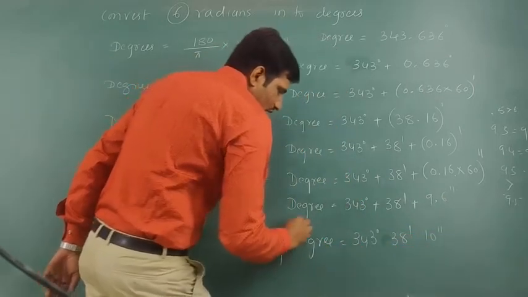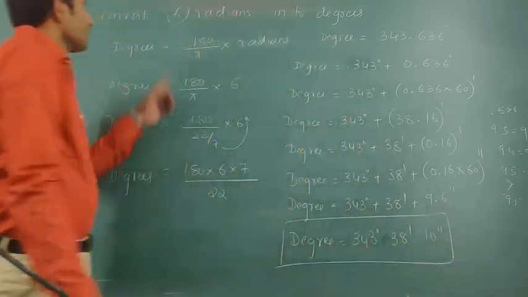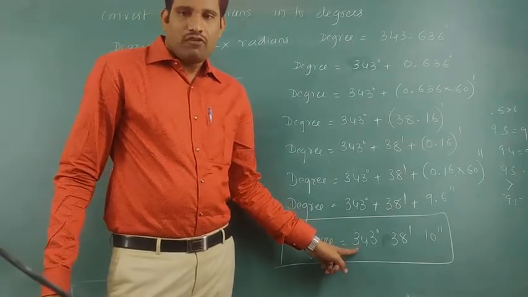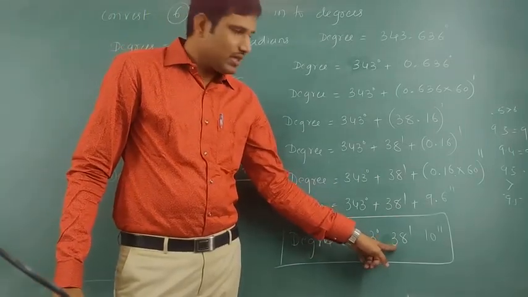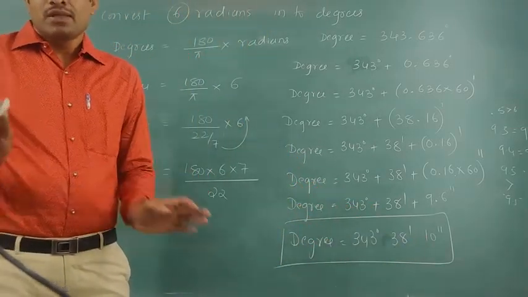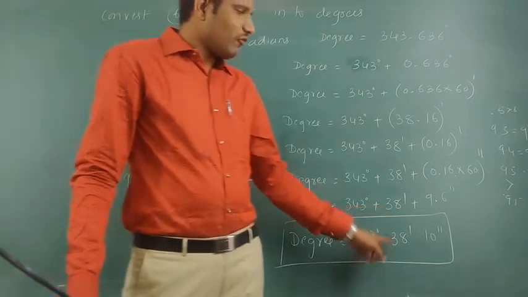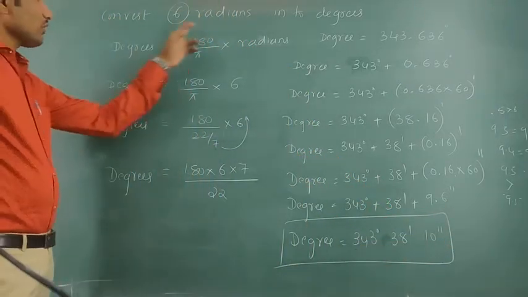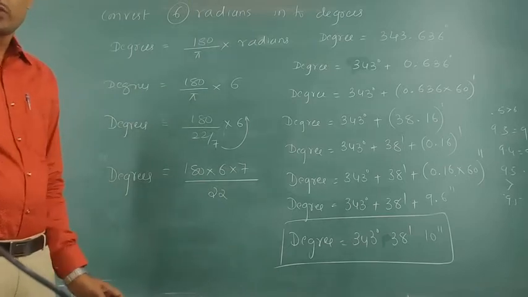So this is the degree value for the radian. 6 radians is nothing but 343 degrees, 38 minutes and 10 seconds. The degree value cannot be a fraction, so we have to express that value in terms of minutes and seconds. I will explain once again. Convert 6 radians into degrees. It is a 2 marks maths question.